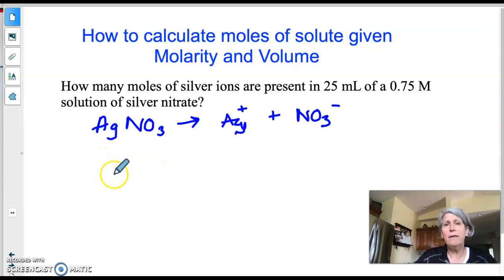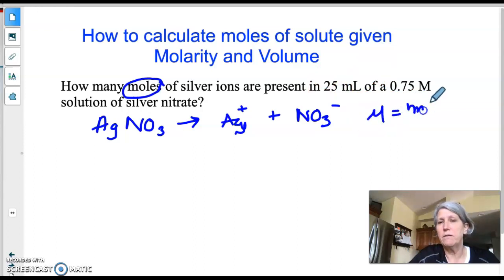Okay, now if you notice that it's asking for moles, so it wants to know how many moles of silver ions we have. So this is actually what we're going to solve for, the moles of silver ions. We were given a volume and a molarity of the silver nitrate, so we have to figure out how many moles are in this amount of this concentration. So to do that, I'm going to just plug in what I know. I know capital M stands for moles per liter. So this is 0.75, and X is what I'm going to be solving for.